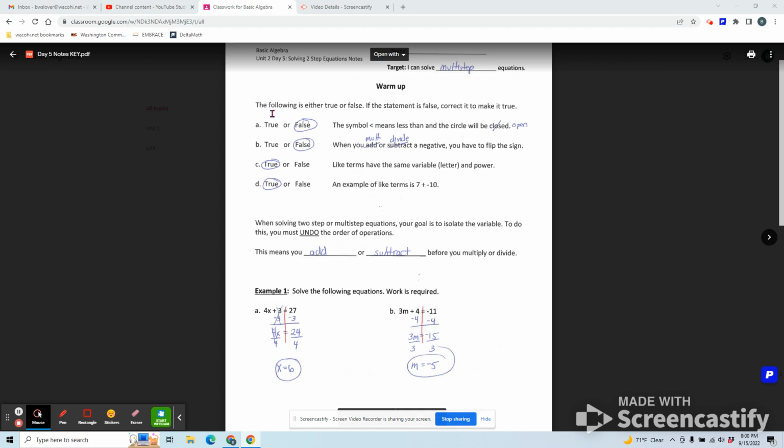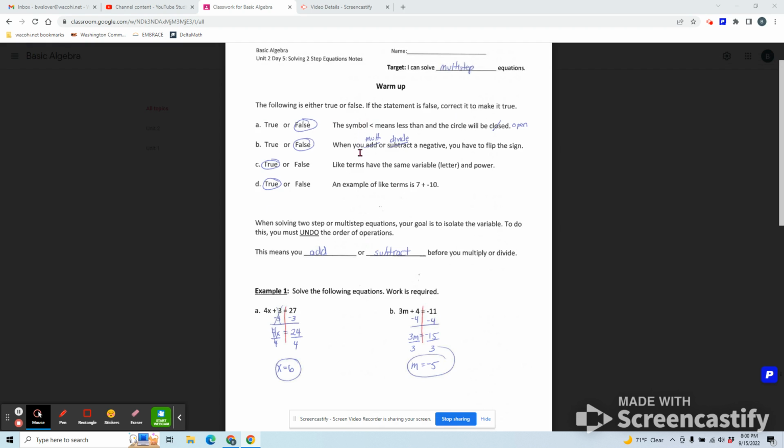All right, so this is just a warm-up, just to remind you of some things we did the past few days with inequalities, or what like terms are. Like terms have the same variable, which is your letter, X, Y, Z, or whatever letter you choose, and power. An example of like terms is 7 and -10.